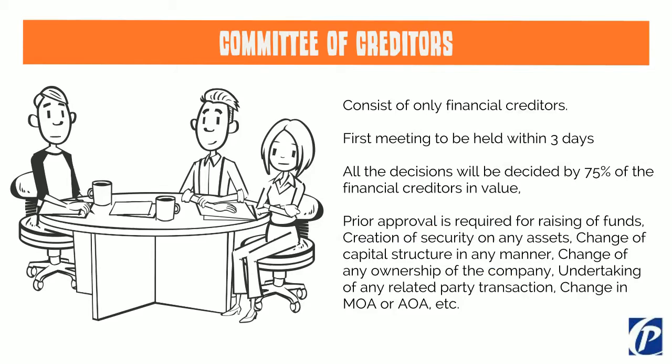Committee of creditors: consists of only financial creditors. The first meeting is to be held within 3 days. All decisions will be made by 75% of the financial creditors in value. Prior approval is required for raising of funds, creation of security on any assets, change of capital structure in any manner, change of ownership of the company, undertaking any related party transaction, change in MOA or AOA, etc.